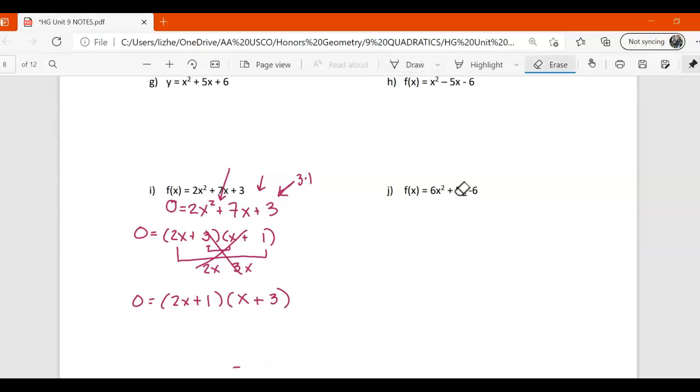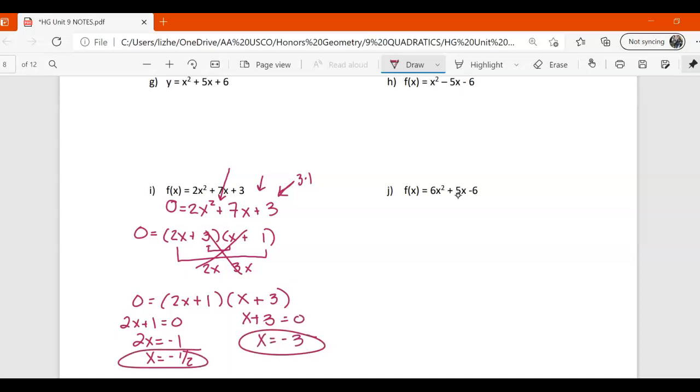So now what we want to do, because it's an equation, is we want to solve it. And so we're going to set each one of these equal to 0. So that means 2x is -1 and x is -1/2. That's one of the answers. The other one comes from the second factor. So x is -3. So there's my 2 answers for I.